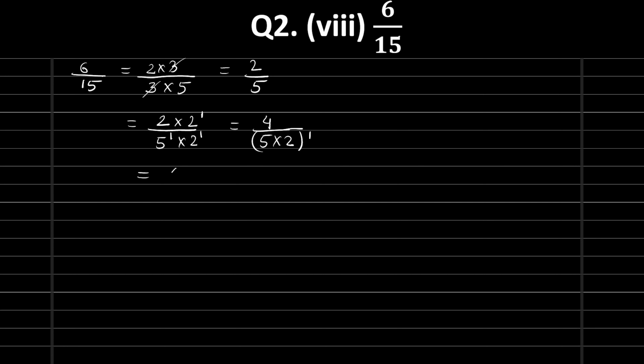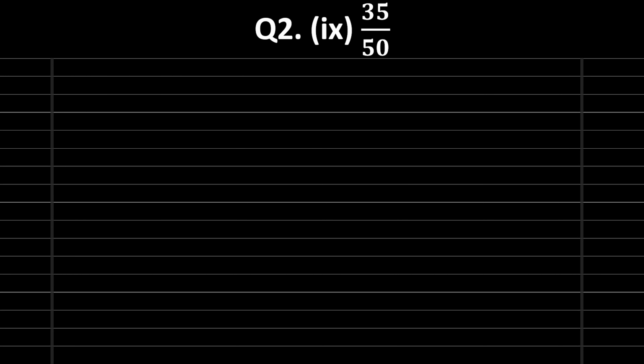Which will be giving us 4 upon 5 into 2 is 10. So, 10 raised to 1 is nothing but 10 itself. Now, 4 upon 10 is nothing but 0.4. We shift the decimal point towards the left-hand side one time, because we have only one 0 in the denominator. Now, this is the final subpart of question number 2.